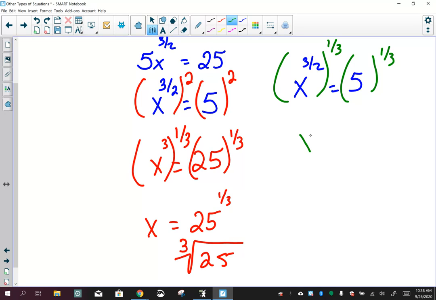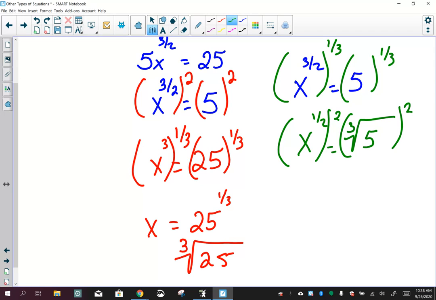And that will leave me with x to the 1/2 is equal to the cube root, oops, the cube root of 5. And then I can square both sides here. And then I wind up with x is equal to the cube root of 25. So if you notice, however you approach it, it doesn't really matter. You'll wind up with the same answer.